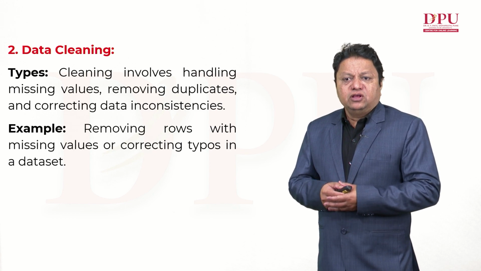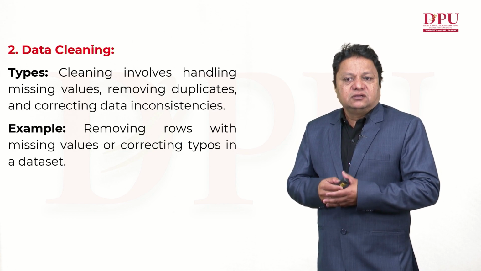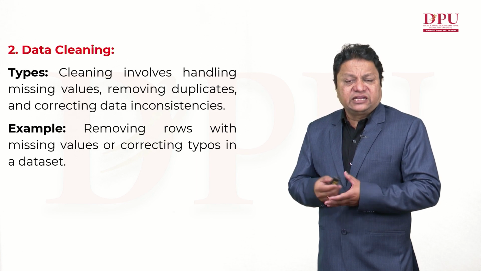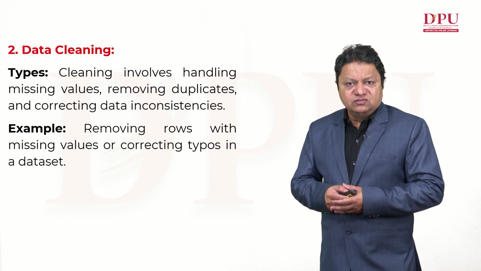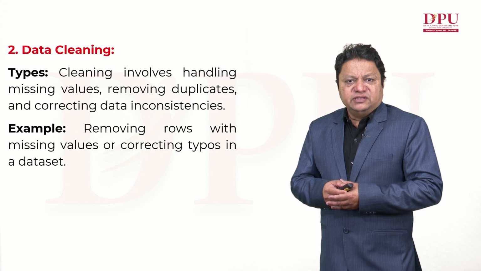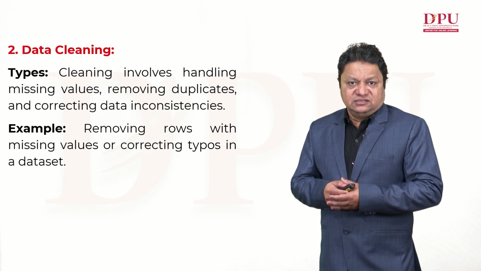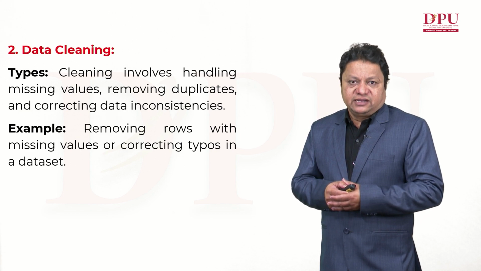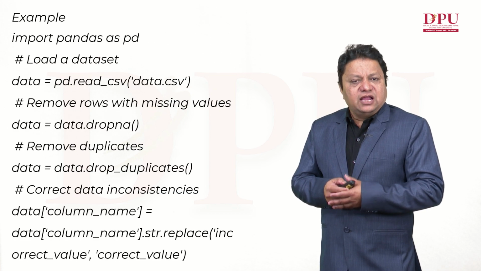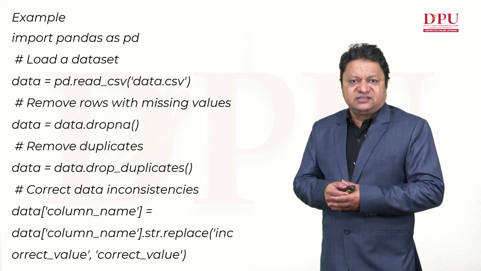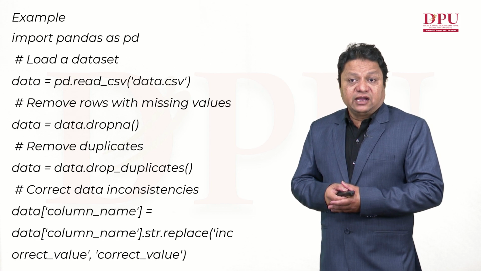For example, removing the rows with missing values or correcting the typo mistakes in a data set can be examples of data cleaning. It can be removing the duplicate values, finding the missing rows and removing them, or correcting the inconsistencies or typo errors in the data set. So, these are some examples of data cleaning. Let us look at an example and try to understand the activities that we can do for data cleaning.